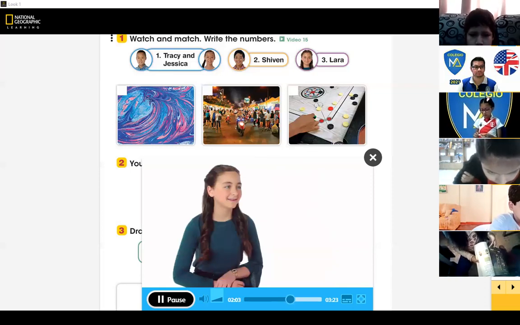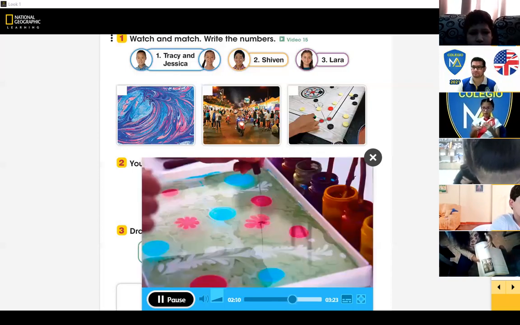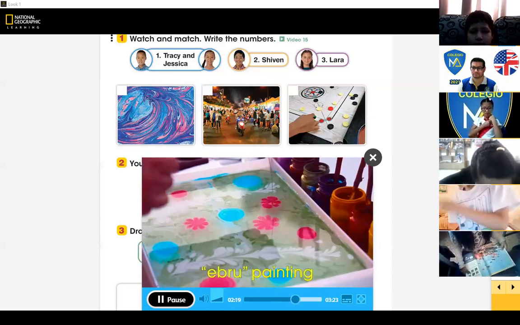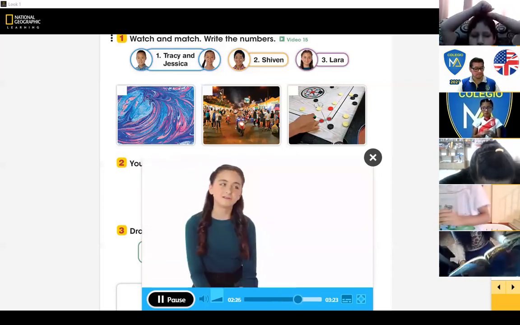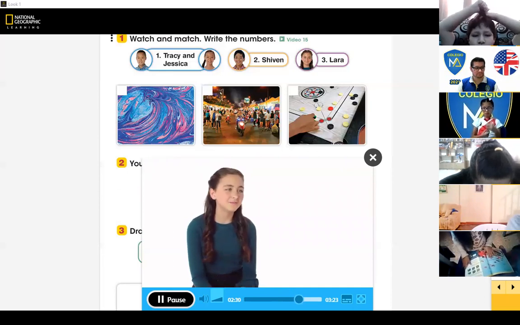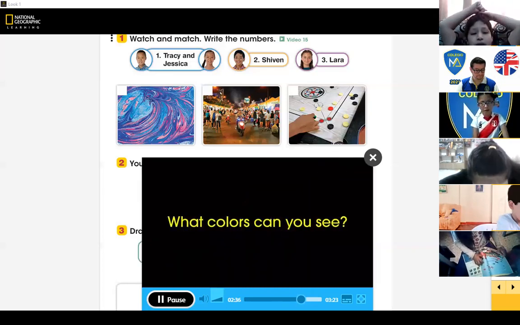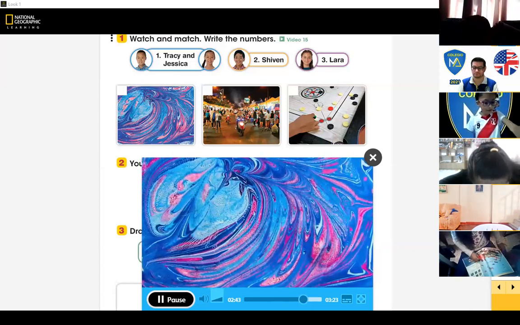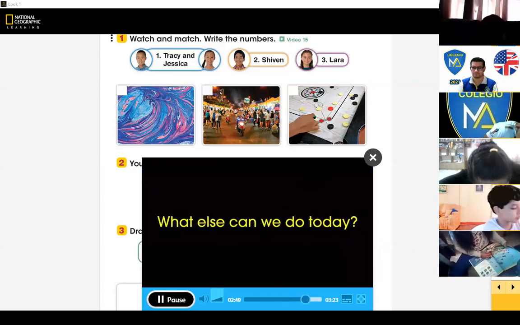Hi, Lara. What can we do today? Let's paint. Look. This is one kind of painting we do in Turkey. It's called Ebru painting. We can use paint and water. Look, it's a flower. Beautiful. Is Ebru just for painting flowers? No. There are many types of Ebru paintings. Here's another. Nice! What colors can you see? There is blue, white, and pink. I like this painting.